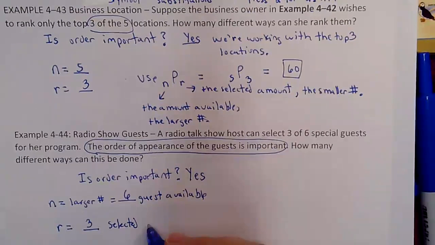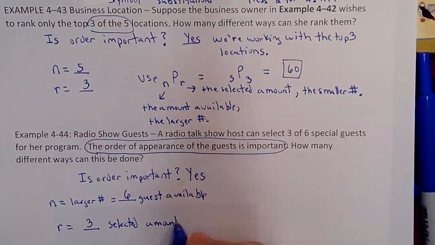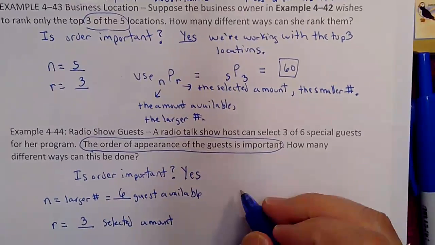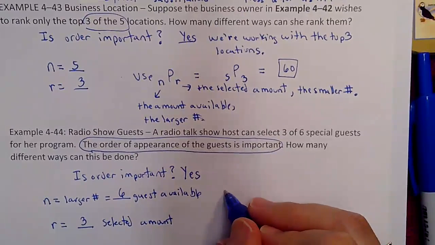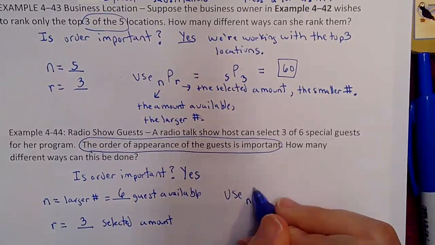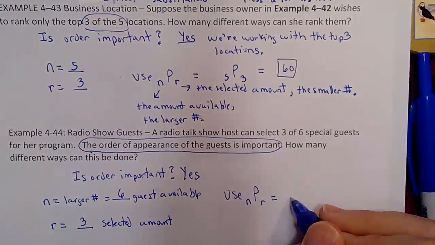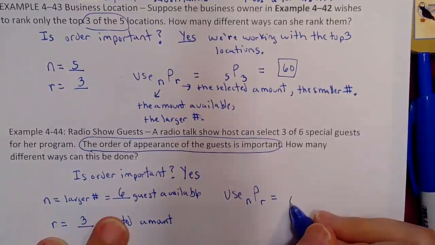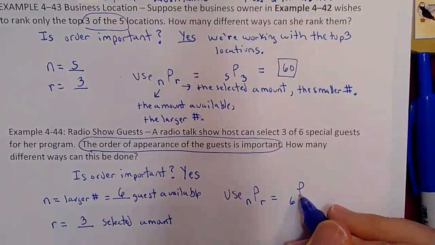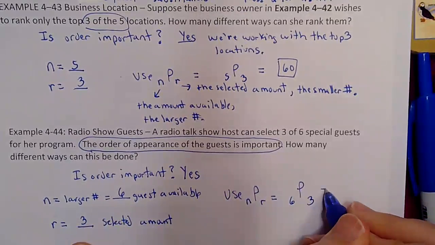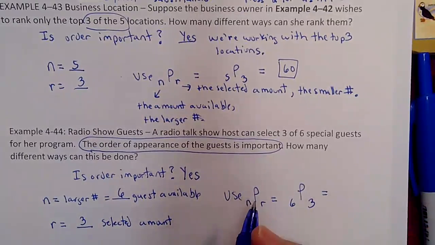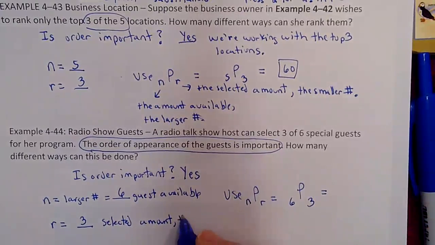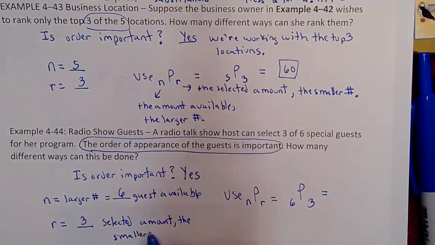Selected amount. So we're going to use nPr. n is 6, r is 3. Okay, so this is the selected amount. That's the smaller number.